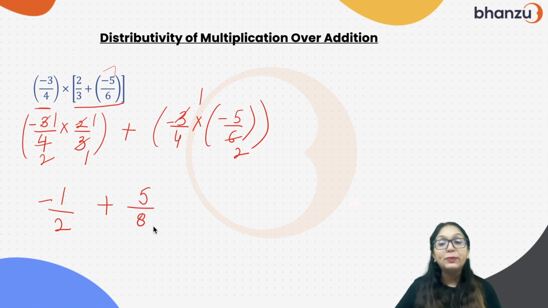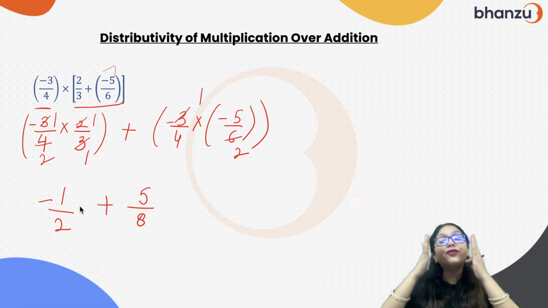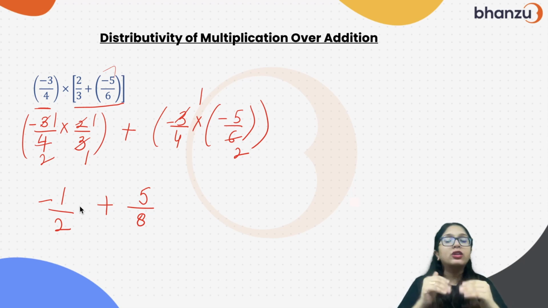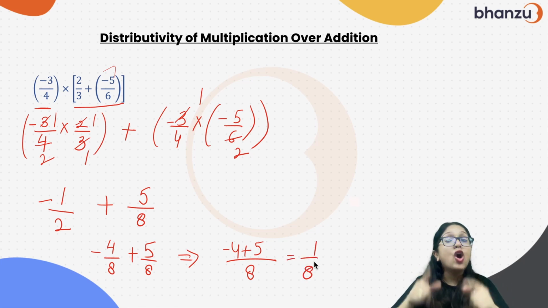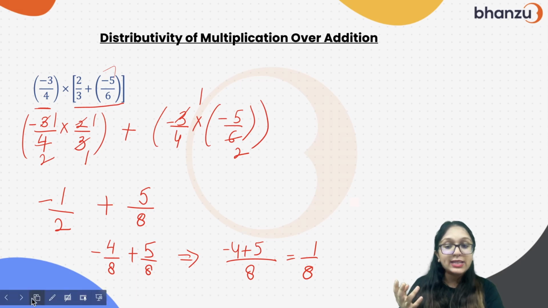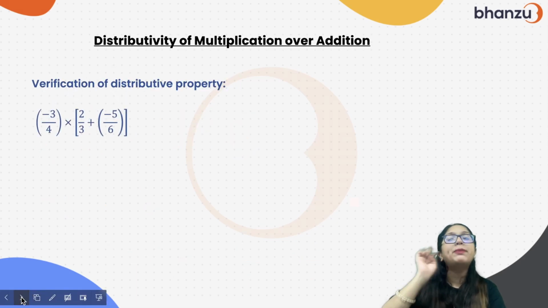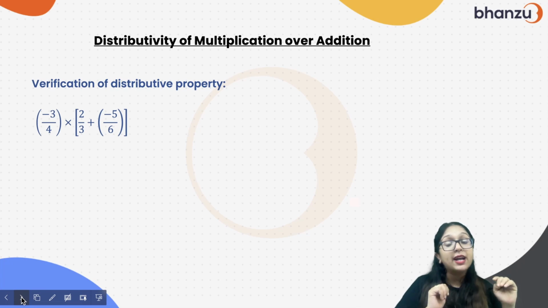And then what next? I need to make the denominator same by taking the LCM, as we know, right? For that I will multiply the first number by 4, the numerator also by 4 and the denominator also by 4. So I am going to get minus 4 over 8 plus 5 over 8. Now I can write 8 at the bottom. Minus 4 plus 5, which is going to be 1 over 8. Now we will do it in a different way. We are going to solve the bracket first and we are going to verify the answer if it is same or not. Okay, let's solve the bracket.